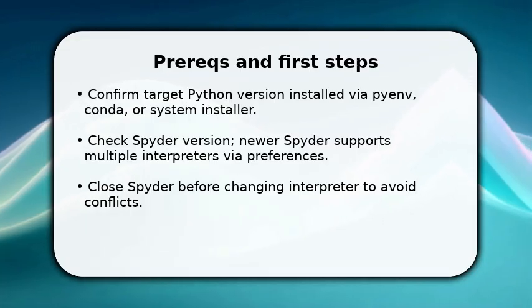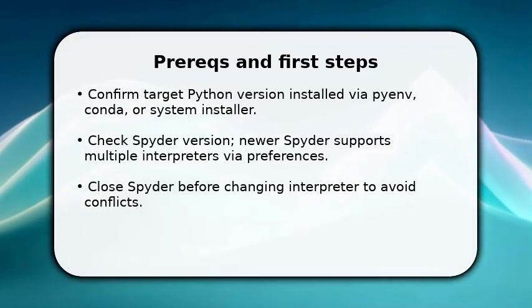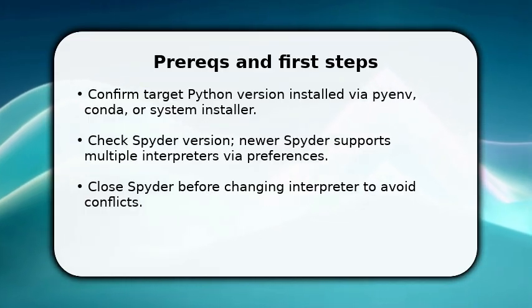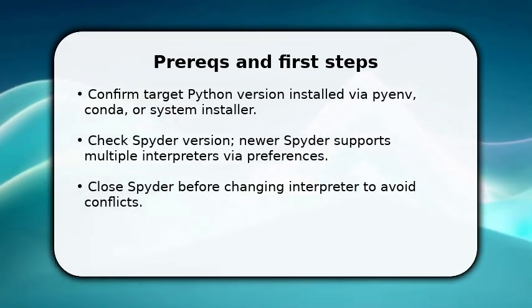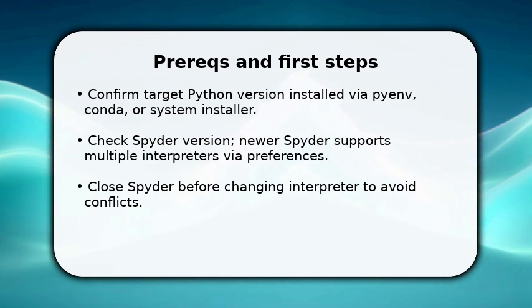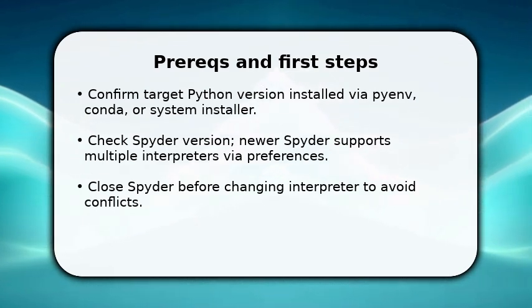If you used pyenv or system install, find the full path in pyenv which or /usr/bin/python3. Once done, make sure Spyder is closed so changes apply cleanly, and note whether you need a virtual environment or base environment for packages you plan to use.